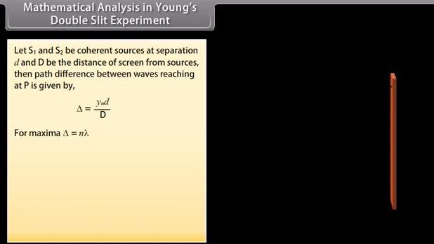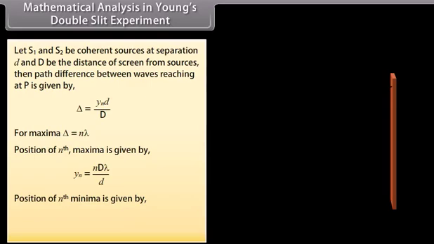Mathematical analysis in Young's double-slit experiment. Let S1 and S2 be coherent sources at separation small d and capital D be the distance of the screen from the sources. Then the path difference between waves reaching at P is given by the product of yn and d divided by capital D. For maxima, delta is equal to n lambda, and the position of nth maxima is given by n capital D lambda upon small d. The position of nth minima is given by (n minus 1 upon 2) into capital D lambda upon small d.